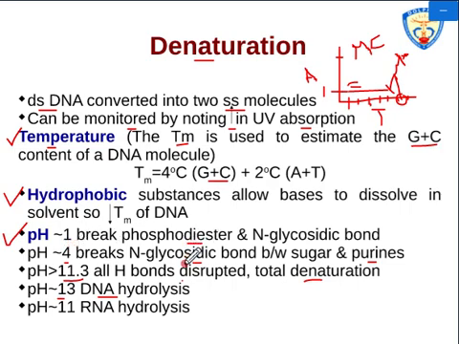a bond between sugar and phosphate, and the glycosidic bonds, that is between sugar and rest of the bases, will all break and the DNA will completely hydrolyze. So pH 1 breaks all the phosphodiester and the glycosidic bonds. pH 4 depurinates the DNA sample by breaking glycosidic bond between sugar and purines. pH above 11.3 leads to denaturation. pH approximately 13 leads to hydrolysis of DNA. On the other hand, RNA gets hydrolyzed around pH of 11.